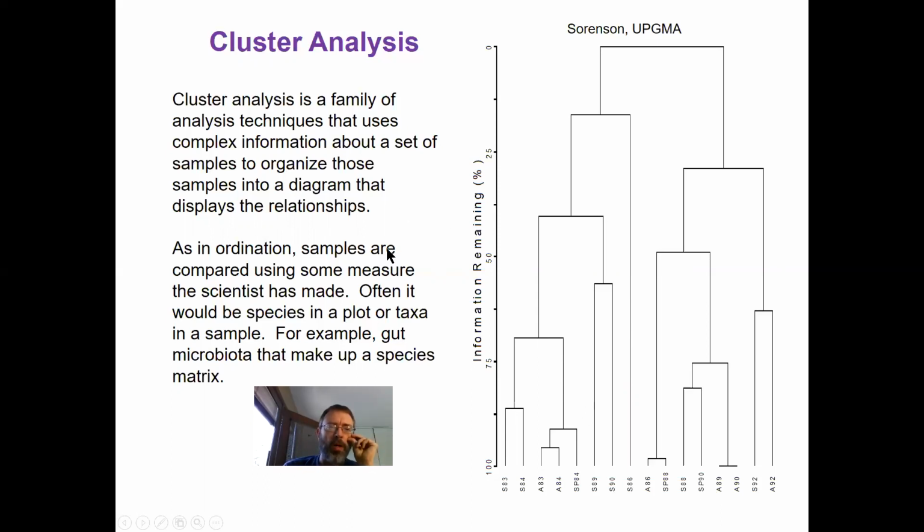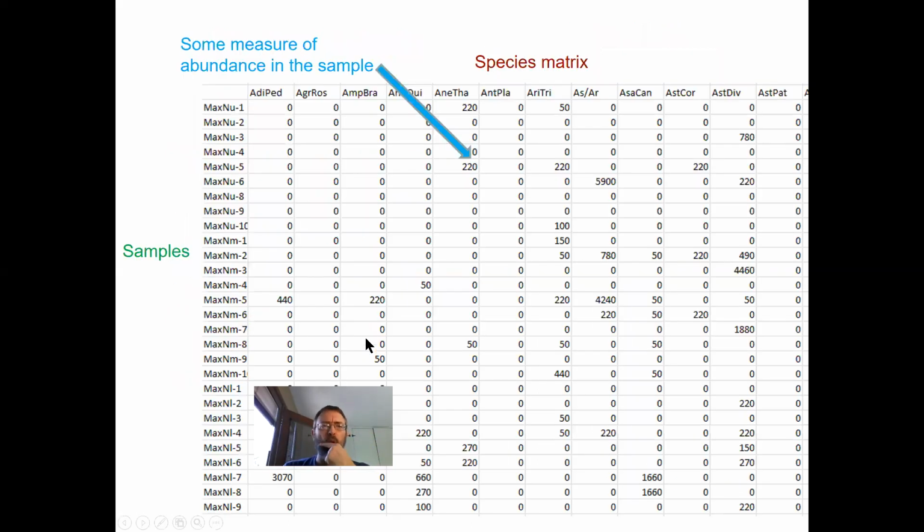Samples are compared using some measure the scientists have made, oftentimes a species in a plot or taxa in a sample, gut microbiota that make up a species matrix. So we've already seen this before, but this is like samples, species, some measure of abundance of the sample. This would be the thing that you use to create the ordination, or the thing that you use to create the cluster diagram.